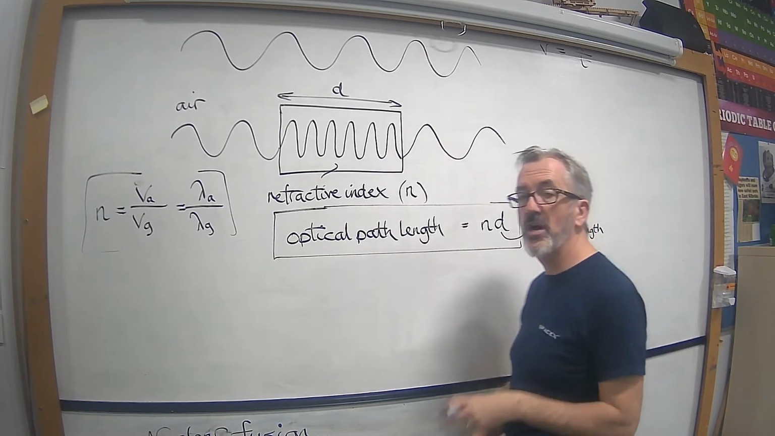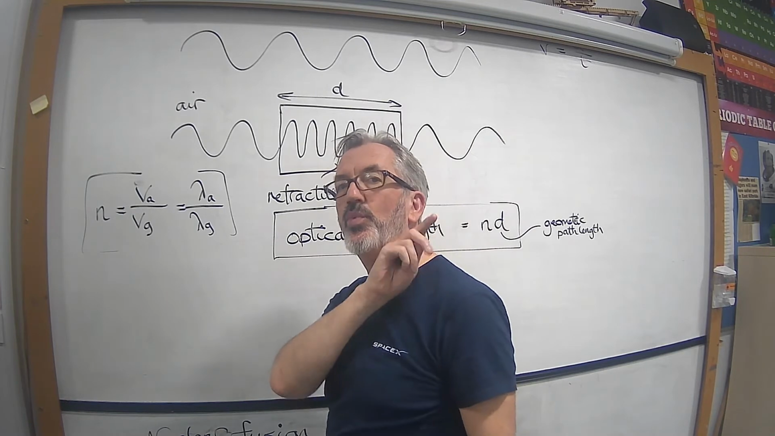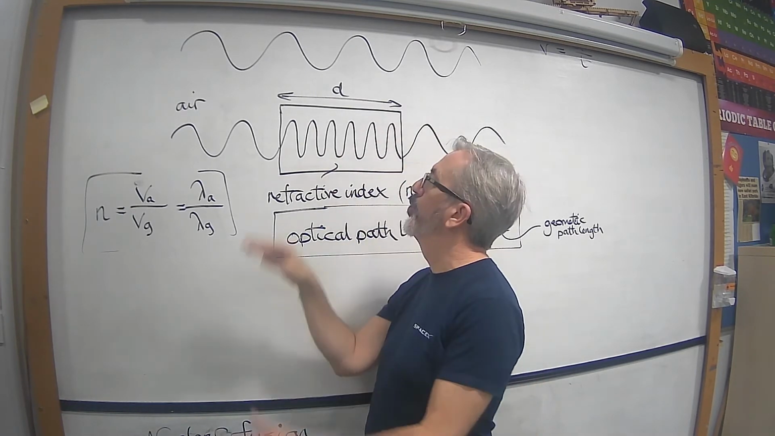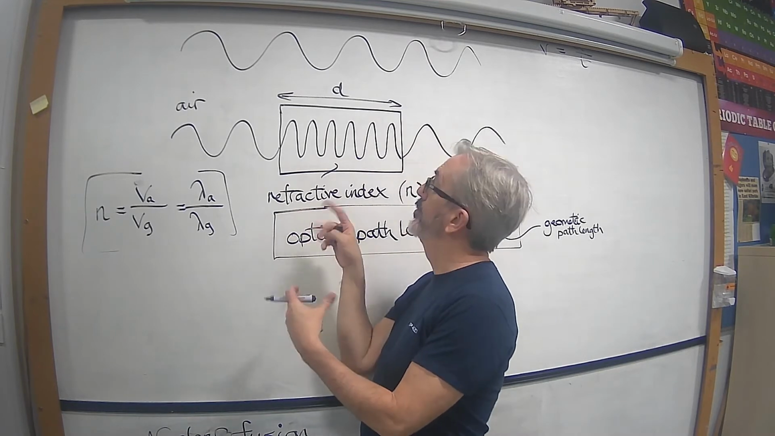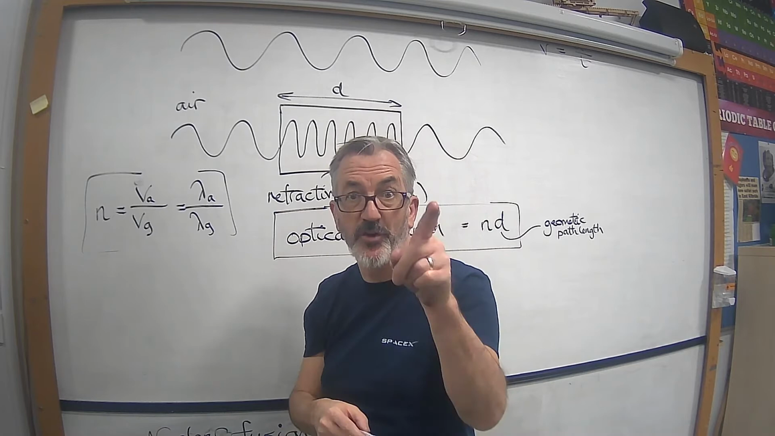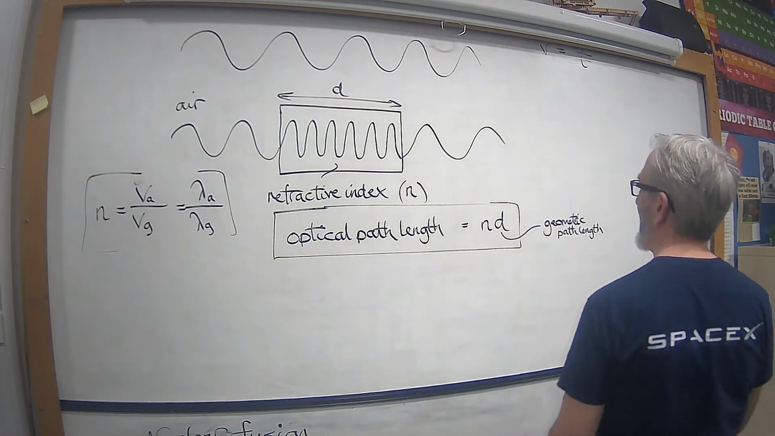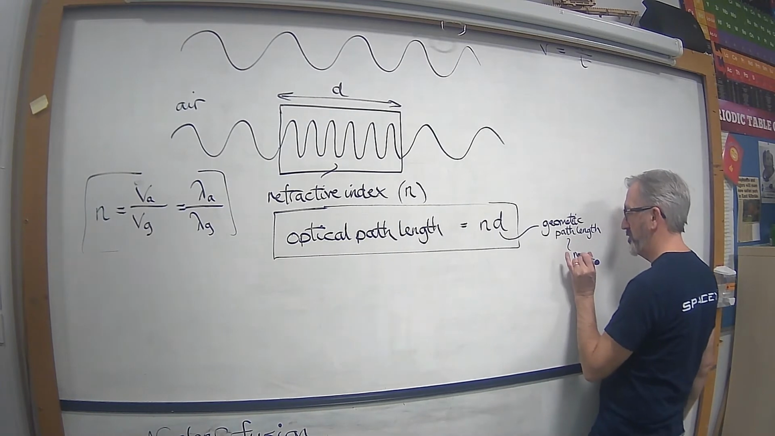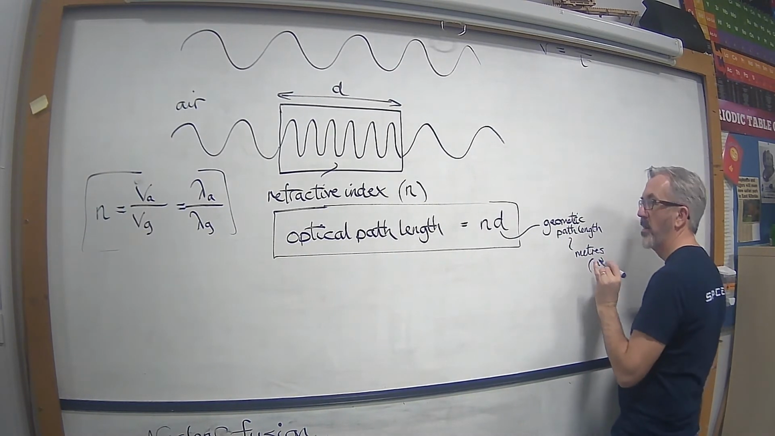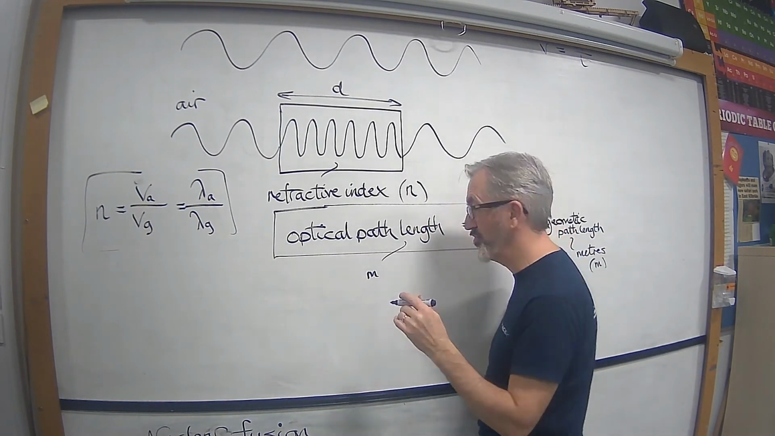So when light travels from air into a more dense transparent material, we need to take the refractive index of the material into consideration when we're looking at the absolute path, the optical path, that it travels through. That's the first thing. Oh, and I should have said that optical path length is measured in meters, because refractive index is just a ratio.